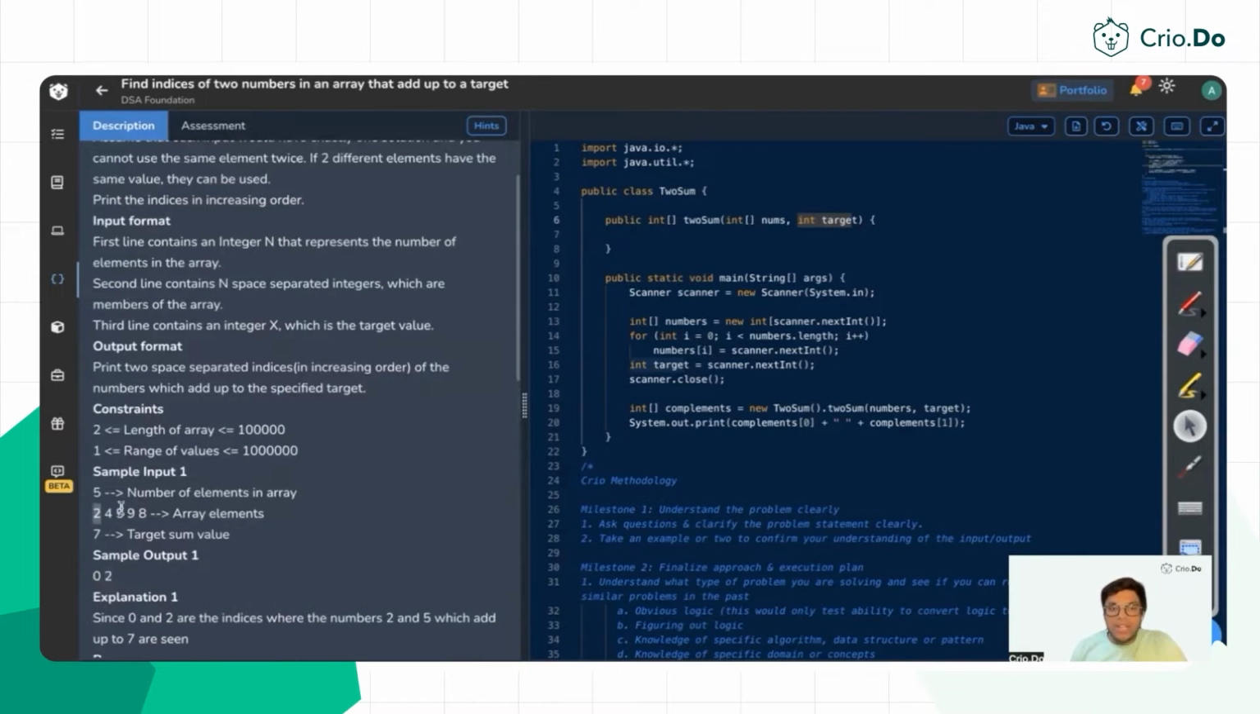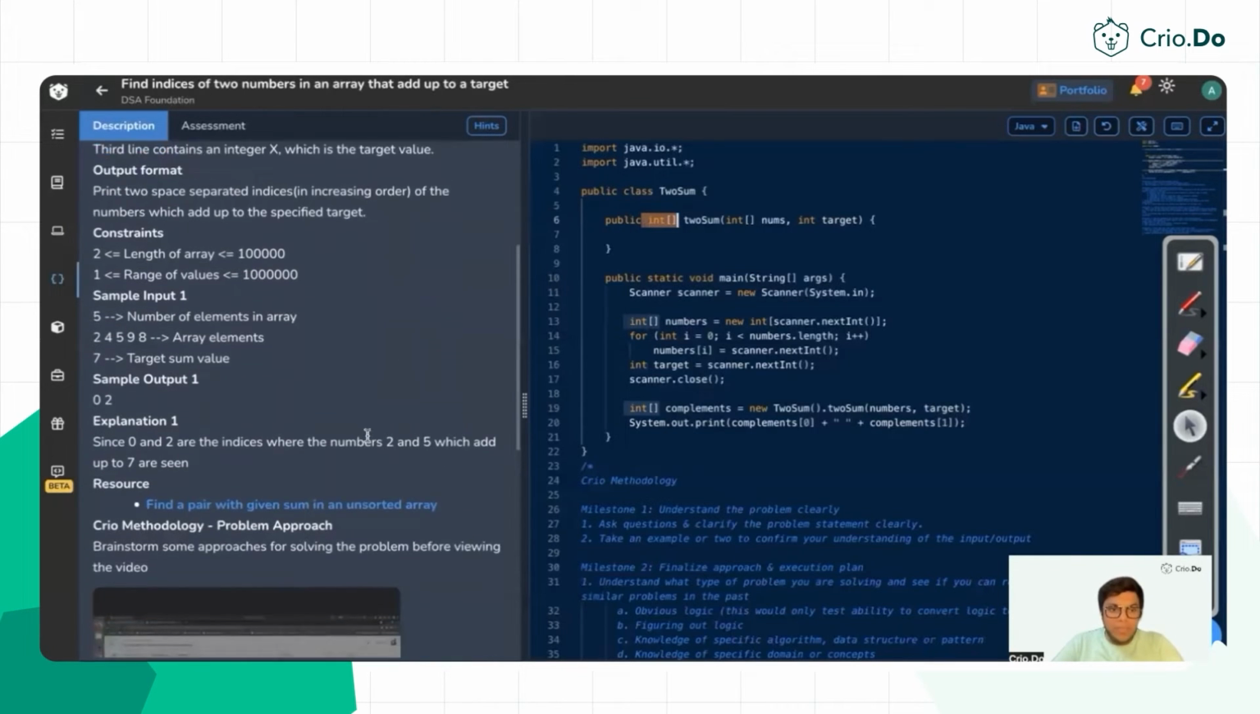Why? Because the 0th index has value 2, the second index has value 5, and 2 plus 5 is equal to 7, which is equal to the target. We are returning the array containing two values, 0 and 2. So that's what we have to solve in this problem.